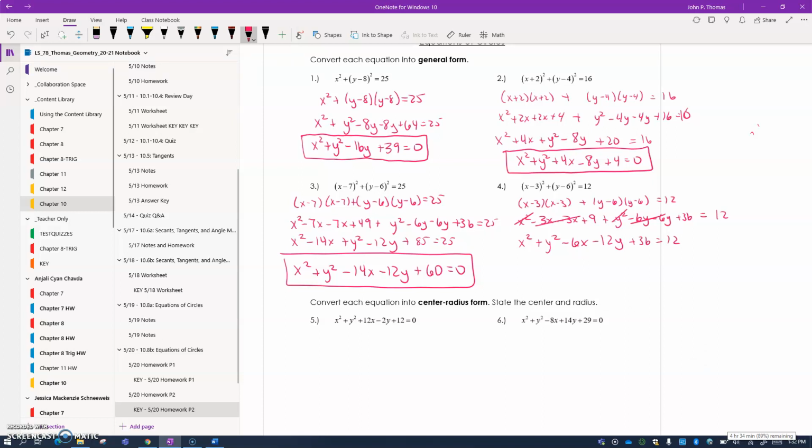All right, now the general form that we've been taught has 0 on one side by itself, so we're going to subtract 12 off both sides, and we get x squared plus y squared minus 6x minus 12y plus 24 equals 0. And that would be our general form for this particular circle.